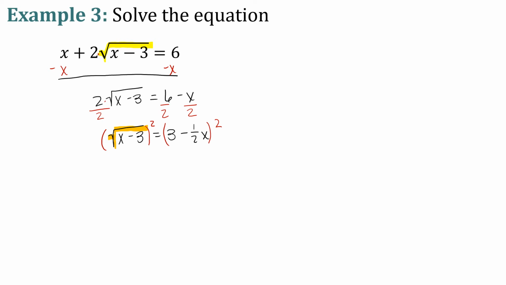So let's go ahead and FOIL out this binomial. 3 minus 1/2 x times 3 minus 1/2 x. And so now we have 3 times 3 is 9 minus 3/2 x minus 3/2 x plus 1/4 x squared. It's not very pretty, but it's okay.